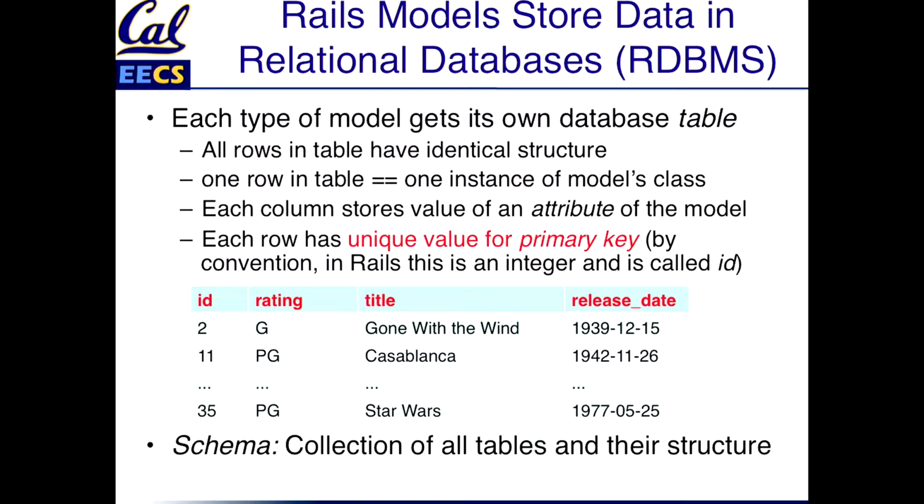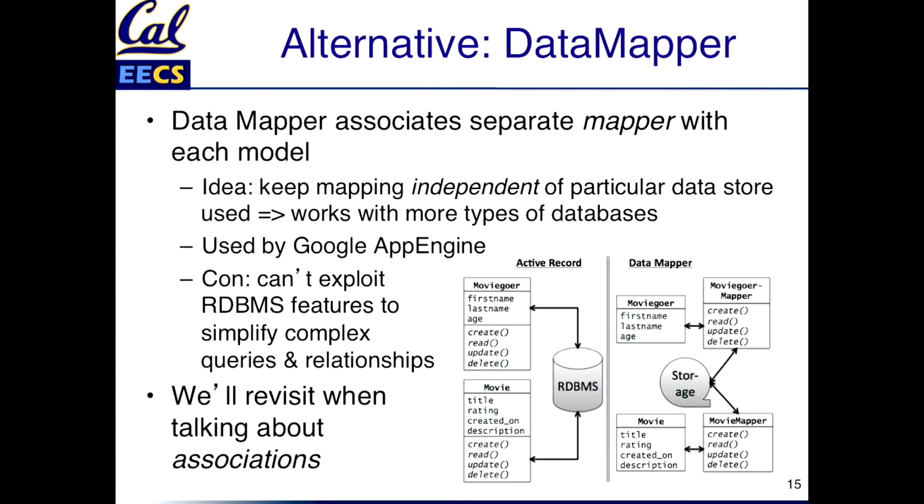So collectively, if you look at all of the tables in a particular database, what columns they have and so forth, what the types of those columns are, that is collectively called the schema for that application.